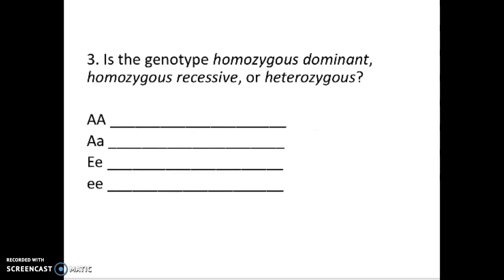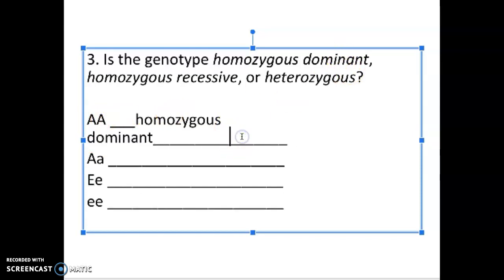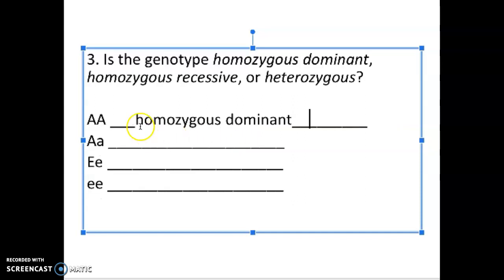The third one is asking if it's homozygous dominant, homozygous recessive, or heterozygous. So both here are the same, so it's going to be homozygous. But is it homozygous dominant or homozygous recessive? So because they're both capitalized, it's going to be dominant. Okay. And for this one, they're different, right? So it's going to be heterozygous. You could just leave it as heterozygous.